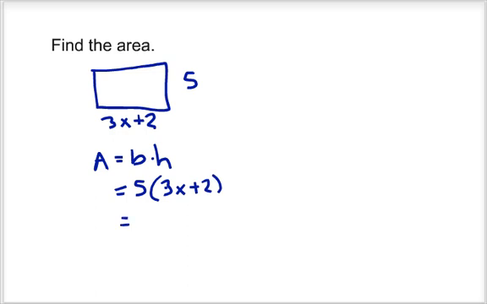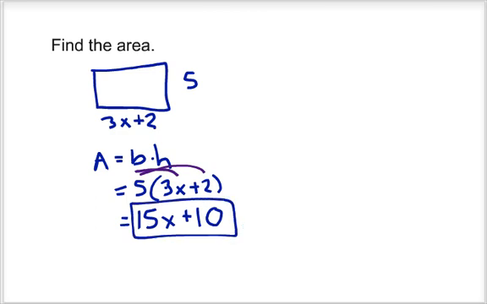And then all I need to do is apply that distributive property. So I've got 5 times 3x. 5 times 3x is 15x plus 5 times 2, which is 10. So I've got 15x plus 10 as my final answer, because I can't simplify that down any farther. You can't combine an x term with a constant, right? We have to keep those separate.